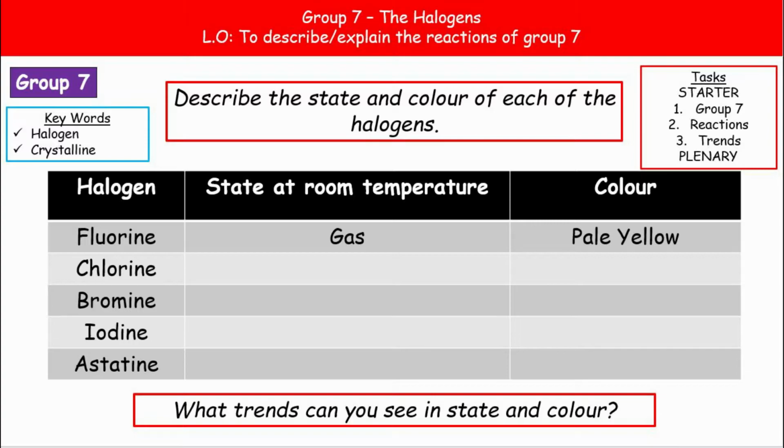And then what we're going to do is have a go at answering the question at the bottom about what trends you can see. I'll leave this table up for about another minute and a half so you can copy it out. Obviously, if you need a bit longer, hit pause until you've got the table ready. Then we're going to have a look at some pictures of these different elements so you can fill out the table.